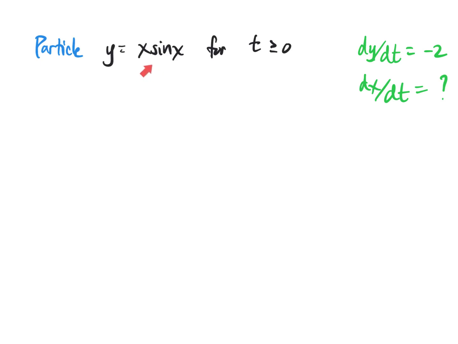All right, we've got a particle's path, and we've got this third variable, a parameter t, and they give us dy/dt and ask for dx/dt. Well, we don't know yet how x and y are related to t, but we know what dy/dt and dx/dt are equal to, and we know that dy/dx is equal to dy/dt over dx/dt. So we can find dy/dx using the given function.